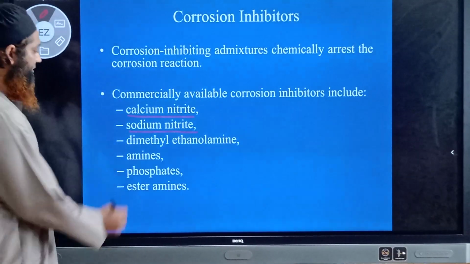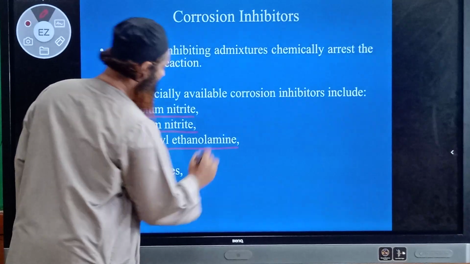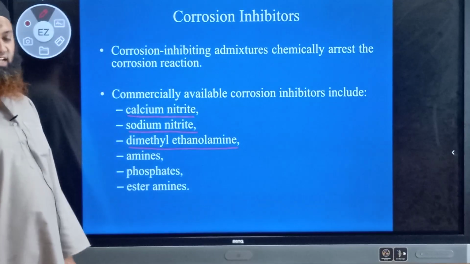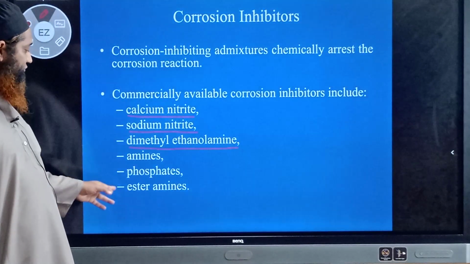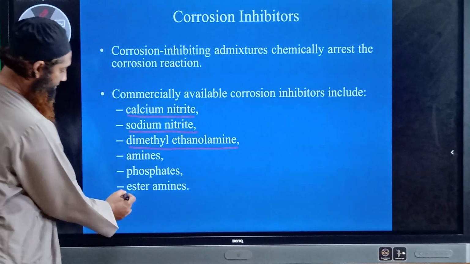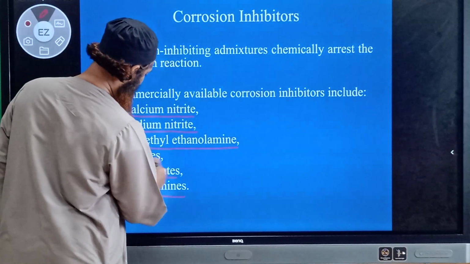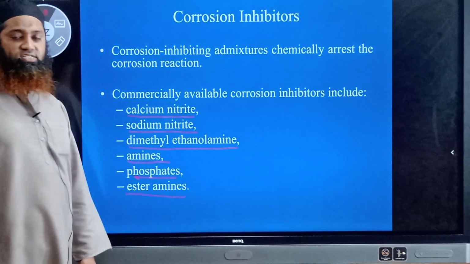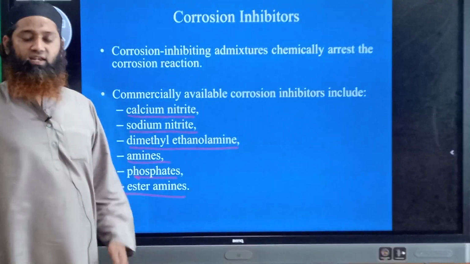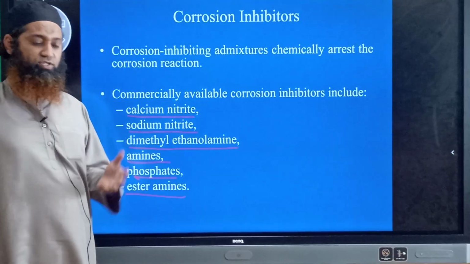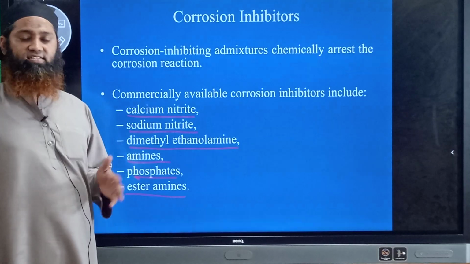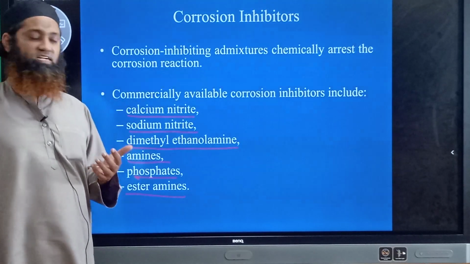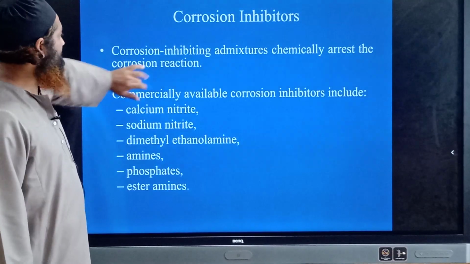You can see dimethyl ethanolamine. This is also very easily available, which acts as a corrosion inhibitor, as well as amines and phosphates and ester amines also. All these are the different corrosion inhibitors which, when mixed in concrete, play a very important role in reducing the corrosion of the steel as well as increasing the lifespan of the structure also. So this is corrosion inhibitor.